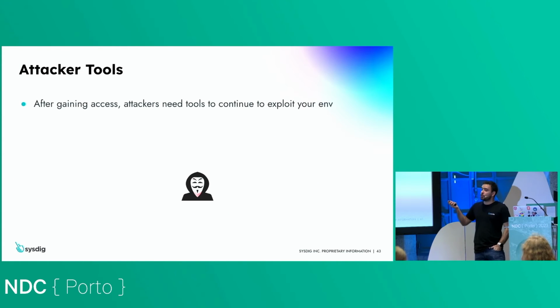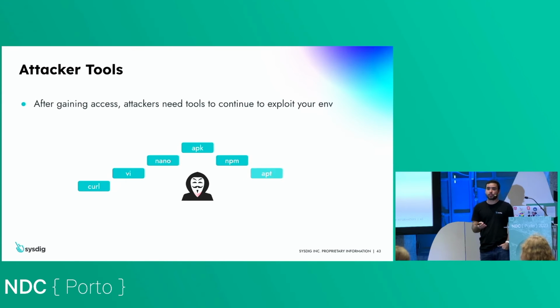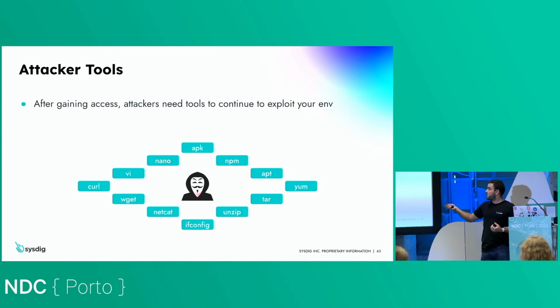Attacker tools. So you might be thinking, oh, but my application is not using them, it's not loading into memory, so that's not a big problem. Yes and no, because maybe there was another vulnerability and the attacker got into that container, but within that container, the attacker is going to need tools to actually do something. Curl, wget to be able to download the scripts, vi, nano, to be able to change those scripts according to the environment to run the malicious code, apk, npm, apt, yum, to download different packages, netcat that they might use, or any other package, tar, unzip, ifconfig, netcat.